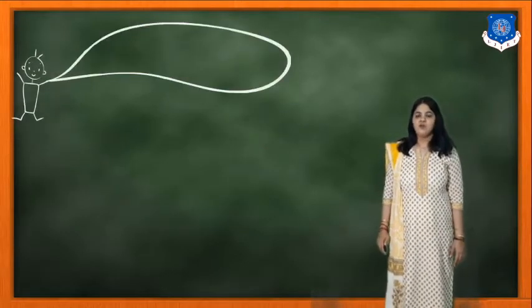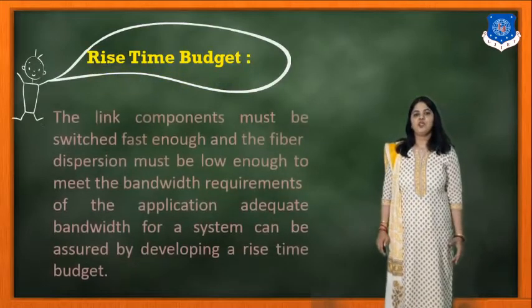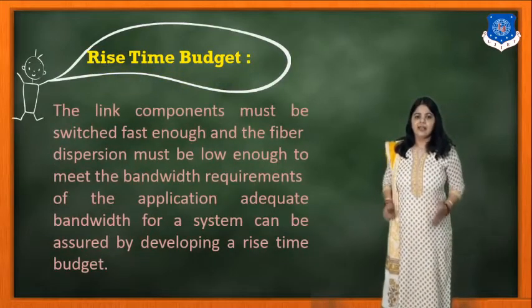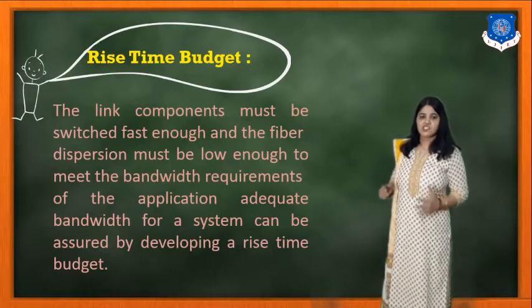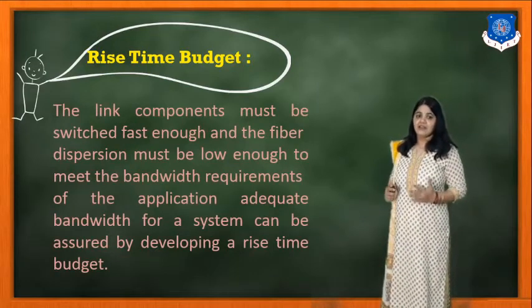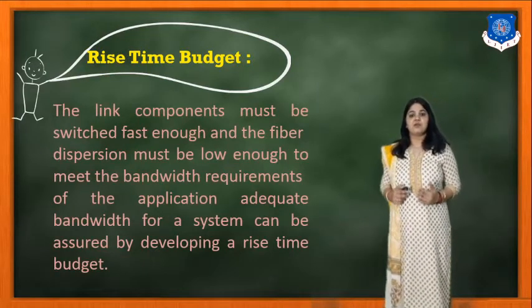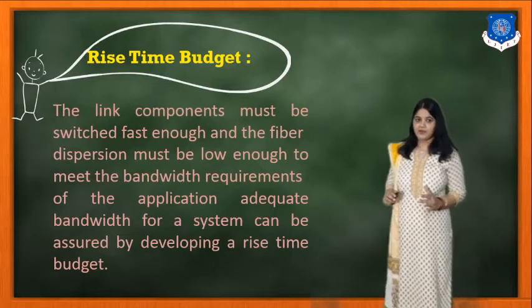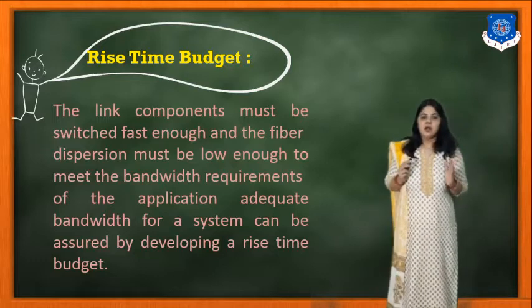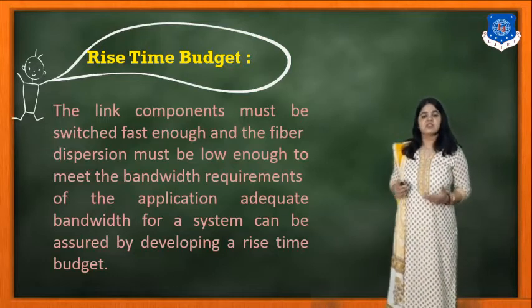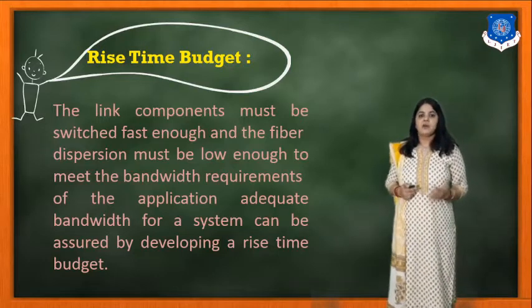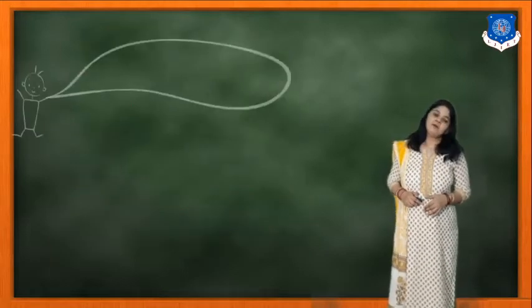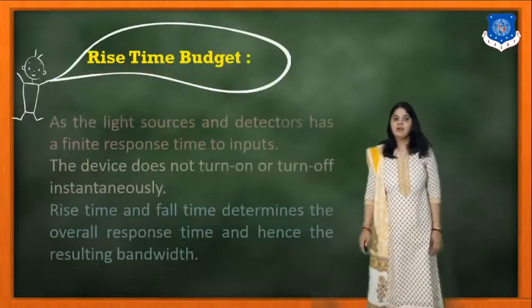Now we will look at a few more things. The link components must switch fast enough, and the fiber dispersion must be low enough to meet the bandwidth requirement. The bandwidth for the system can be assured by developing a rise time budget.